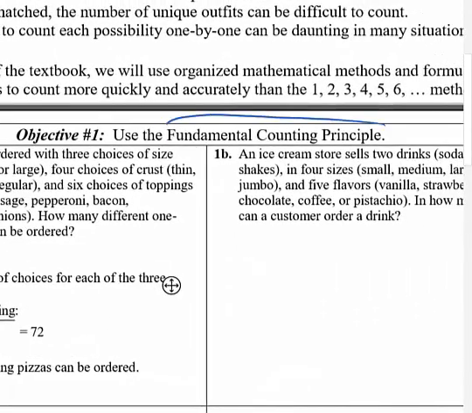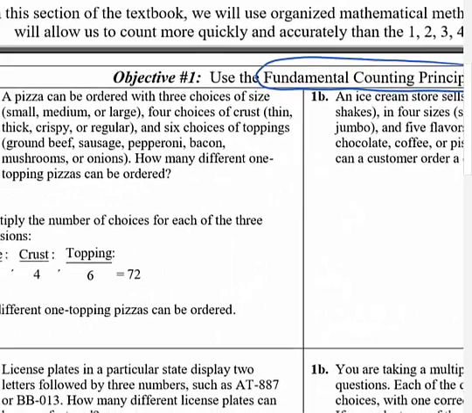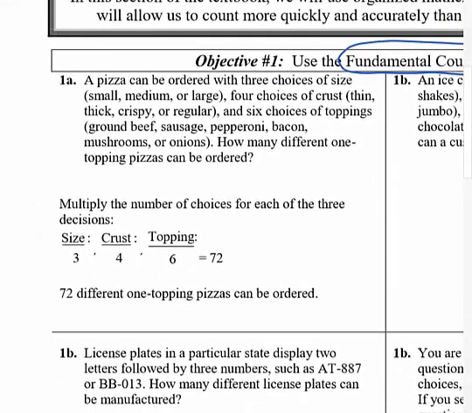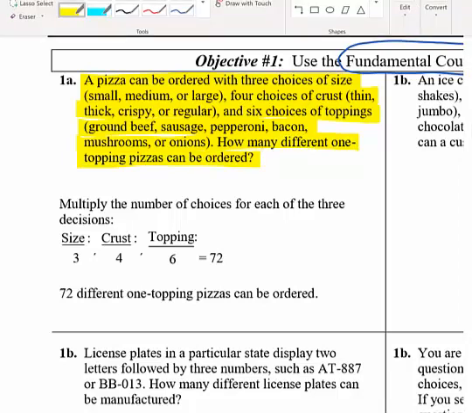or the fundamental counting principle, which shows what happens if you have a bunch of choices to make, like in this first example. It says a pizza can be ordered with 3 choices of size. So there's one choice, either small, medium, or large, and then 4 choices of crust: thin, thick, crispy, or regular. And then 6 choices of toppings: ground beef, sausage, pepperoni, bacon, mushrooms, onions. How many different one-topping pizzas can be ordered? I imagine there's going to be a lot, right?